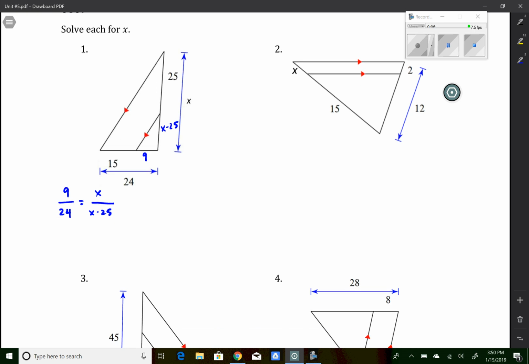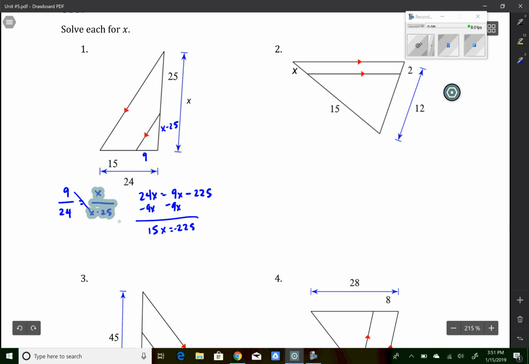If we do some cross multiplying, I get 24x equals 9x minus 225. Notice I'm multiplying the 9 both by the x and the 25 there. If you subtract the 9x to the other side, I get 15x is equal to negative 225. And I actually just caught my mistake here. I had this fraction upside down. So always check as you're going. I was going to get a negative number there, and that's how I knew that was wrong. So for this fraction, I actually wanted to do x minus 25 over x, small side to long side.